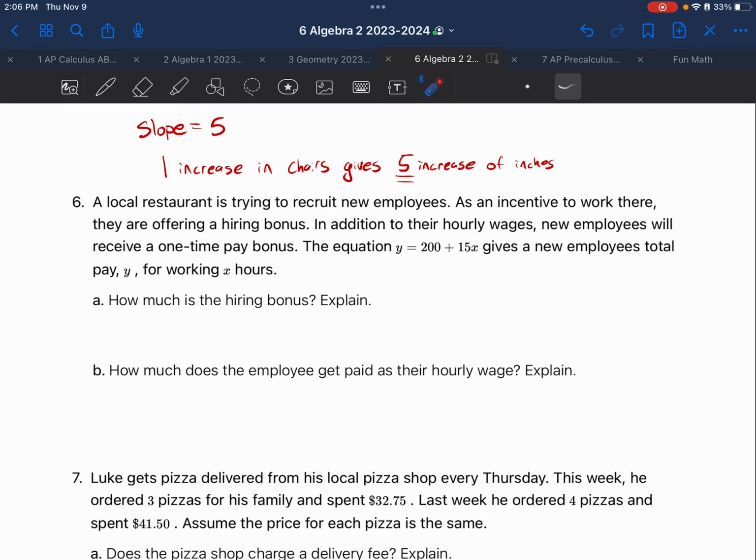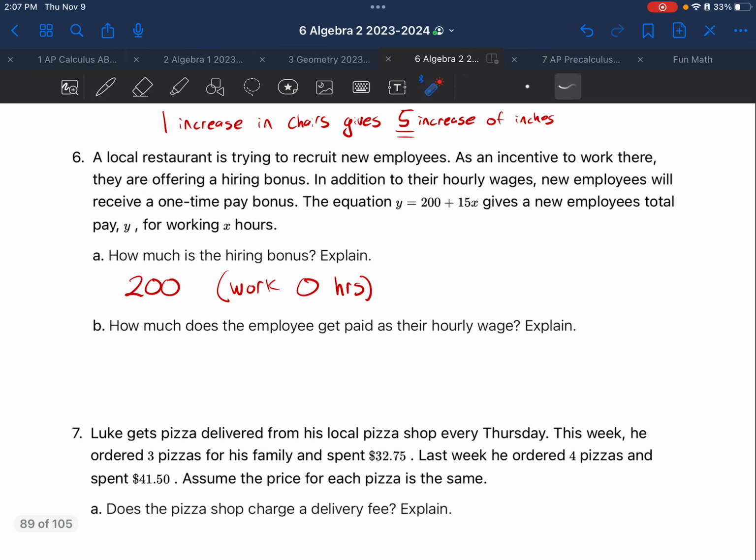Well, think about it this way, right? If you start working there and you want that hiring bonus really bad, and then you end up not working there, you work a total number of 0 hours, then I can plug in 0 for x, and I can get just the hiring bonus. The hiring bonus will be just that 200, because this will be 0 times 15, which is 0, and I just get the hiring bonus of 200. So 200. And this is when you work 0 hours.